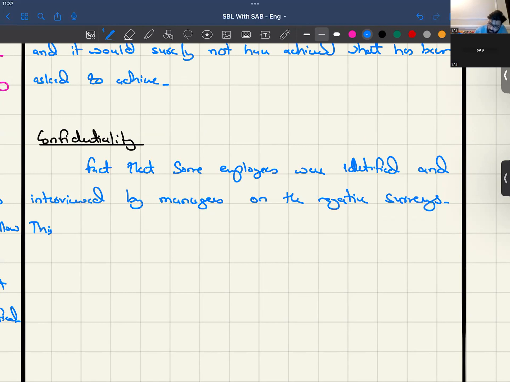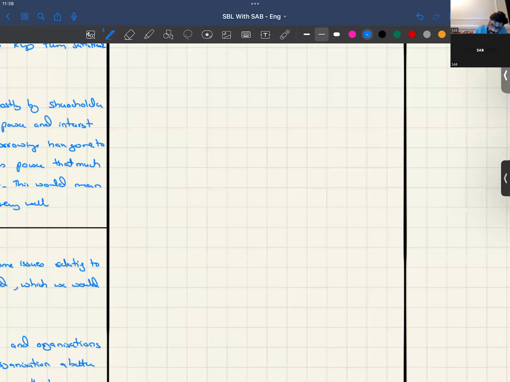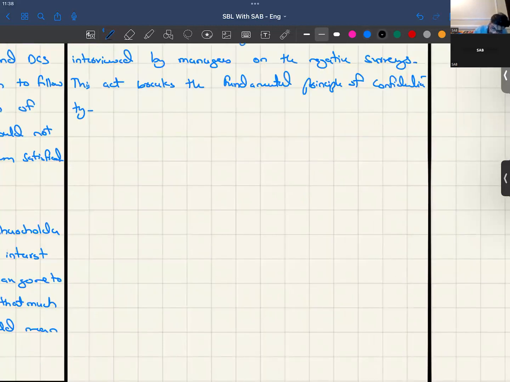This act breaks the fundamental principles of confidentiality, right? What other could we write? We could comment on objectivity, that's independence, right?